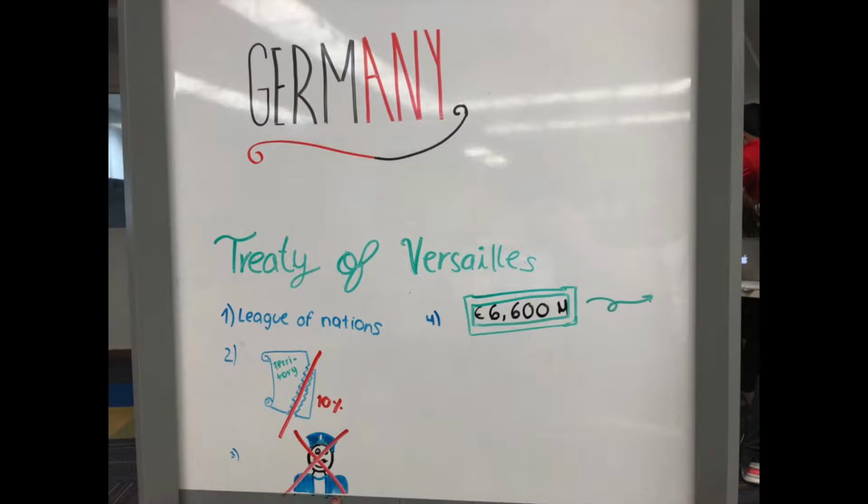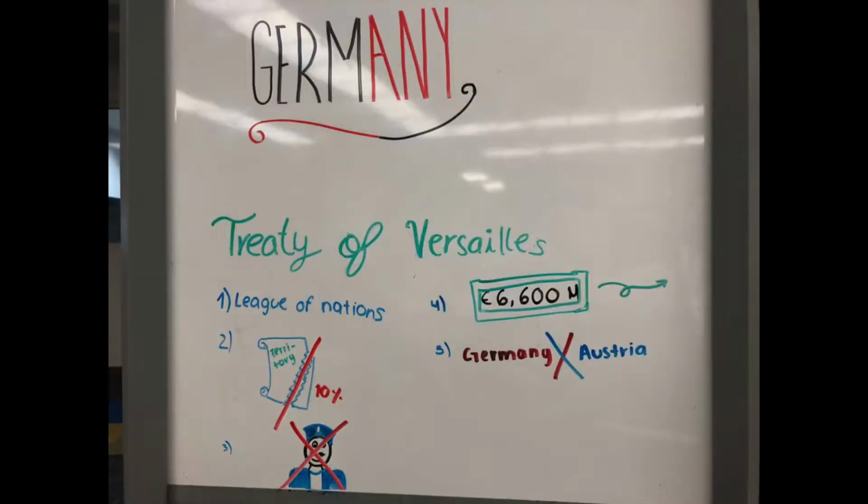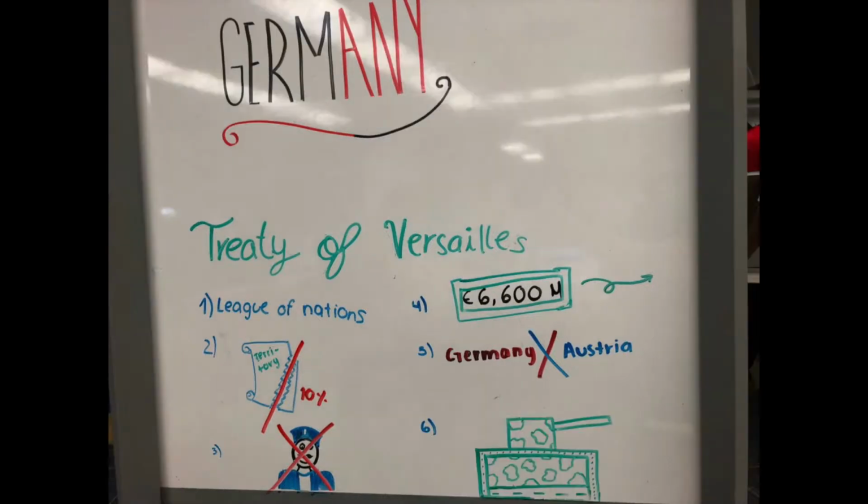4. Germany has to pay reparations of World War I. 5. Germany and Austria were forbidden from uniting. 6. The German army was limited to 100,000 men with no recruitment, and aircraft and submarines were not allowed.